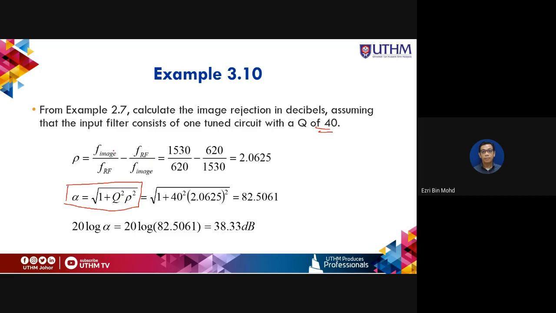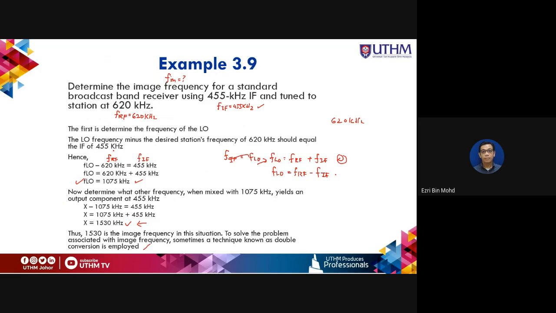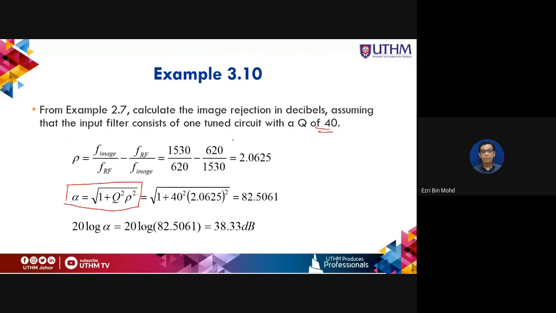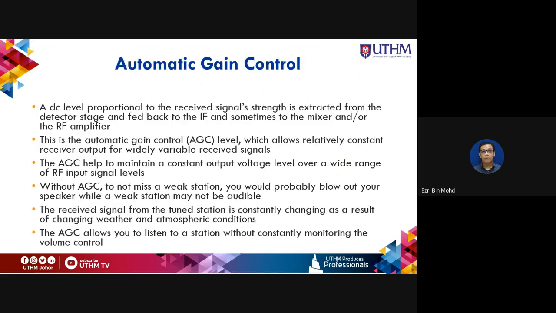So f_image in this question is 1502 kilohertz and the response frequency is 620 kilohertz. Just replace the f_image and f_RF, you get 2.0625. And then alpha, the rejection ratio, can be calculated by this formula. So 82.5061, and in dB, just 20 log alpha. So you get 38.63 decibel. Okay.